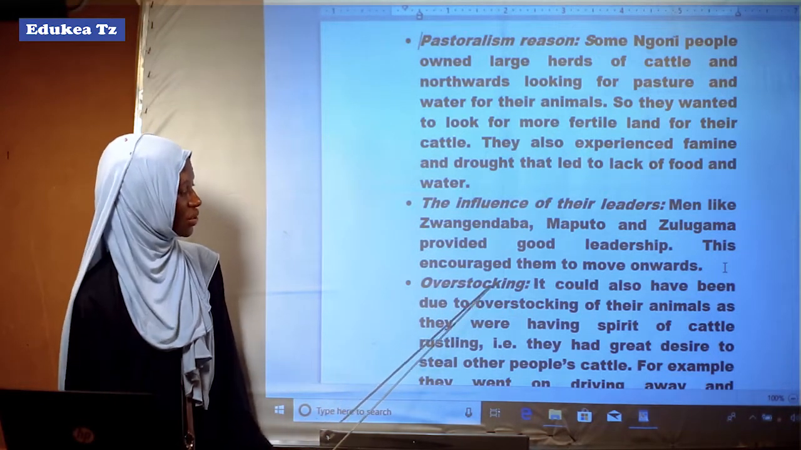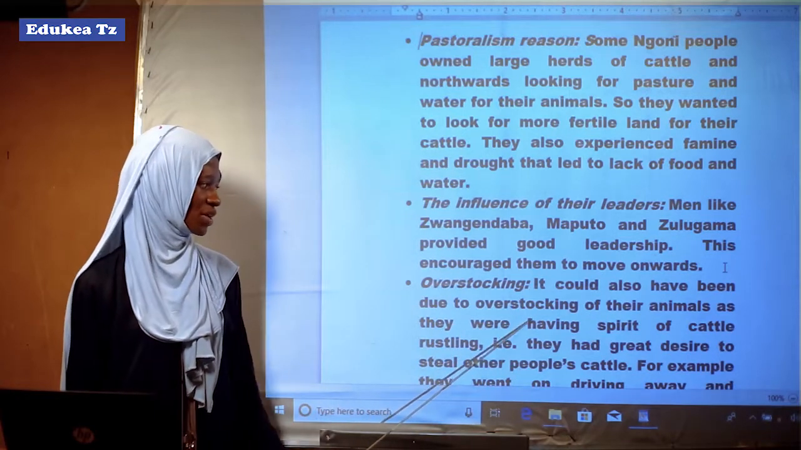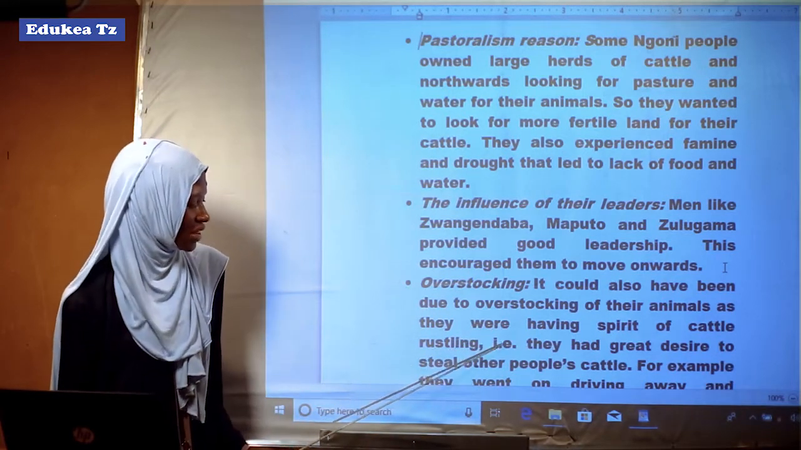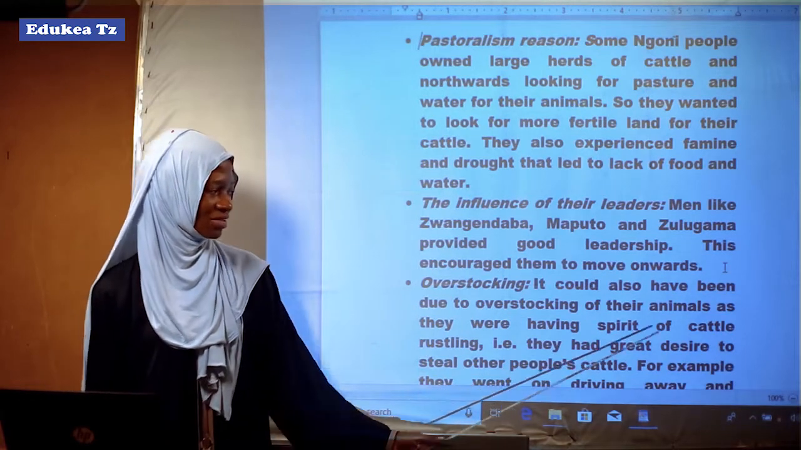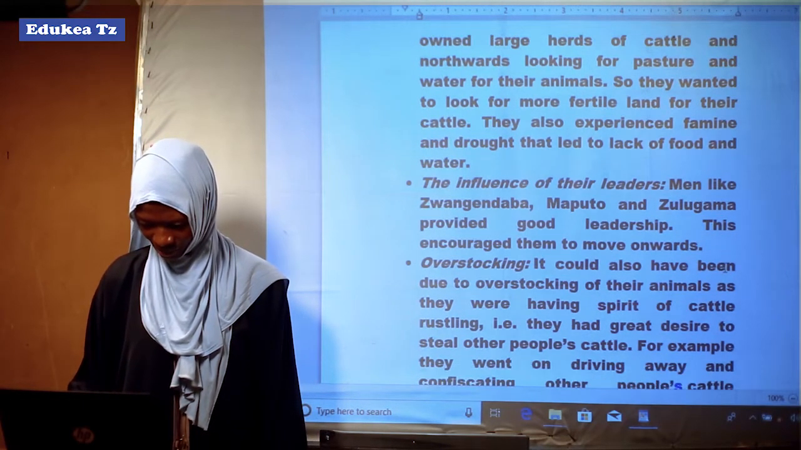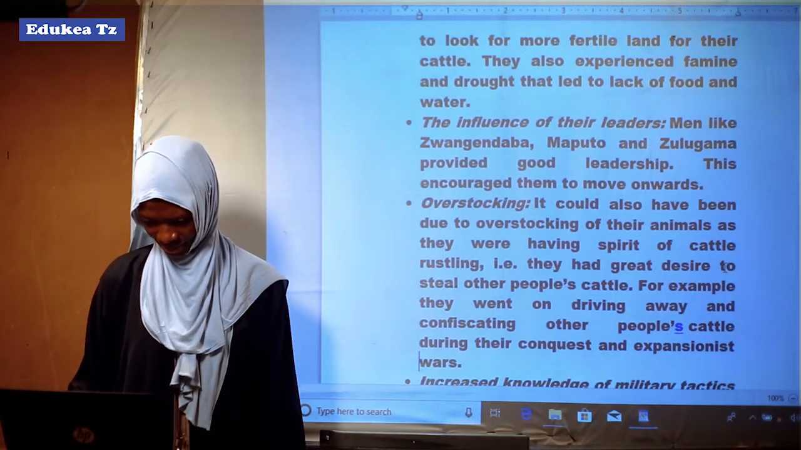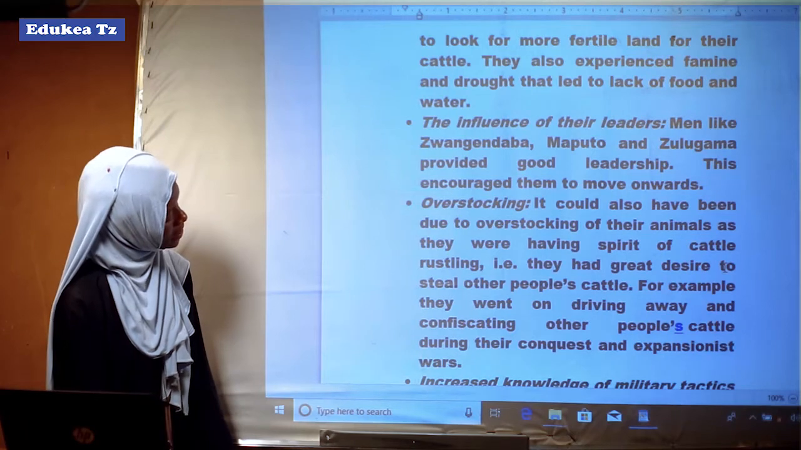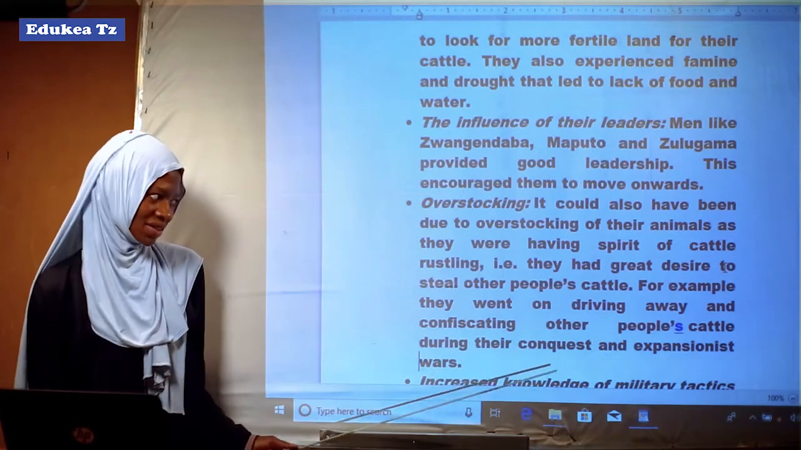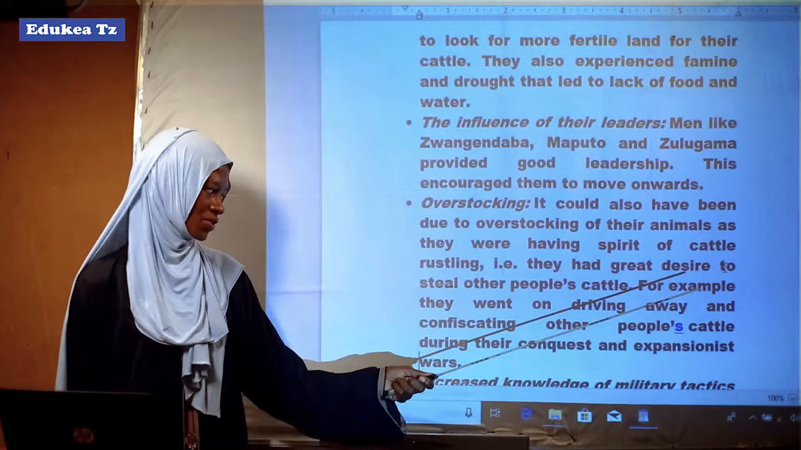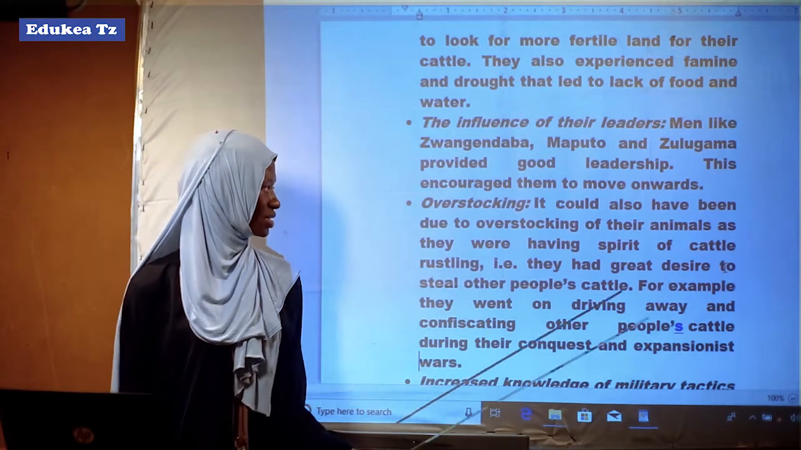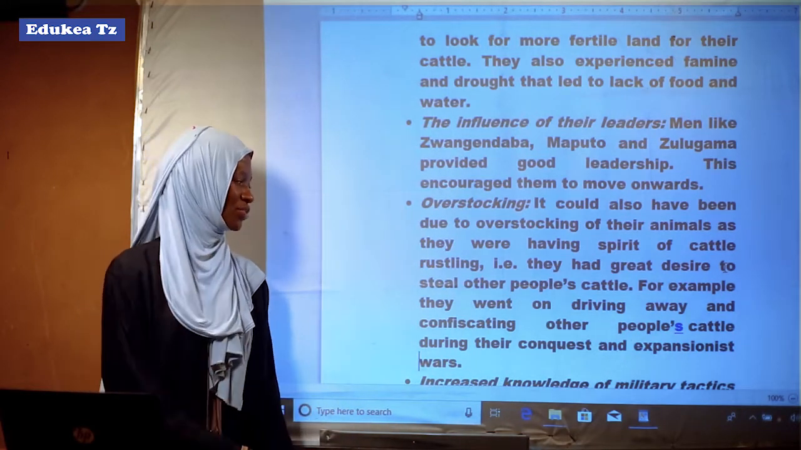The next one is overstocking. It could also have been due to the overstocking of their animals, as they had the spirit of cattle rustling. That is, they had a great desire to steal other people's cattle. For example, they went on driving away and confiscating other people's cattle during their conquest and expansionist wars. Overstocking meant having a large number of animals or cattle.